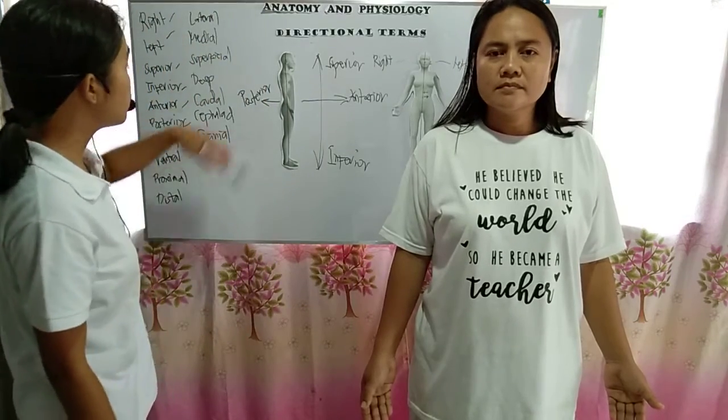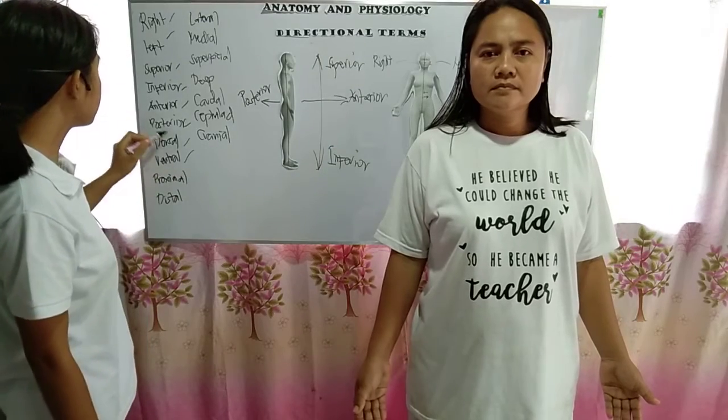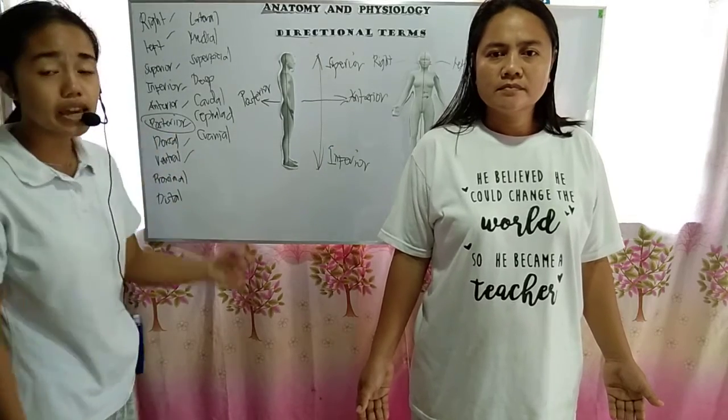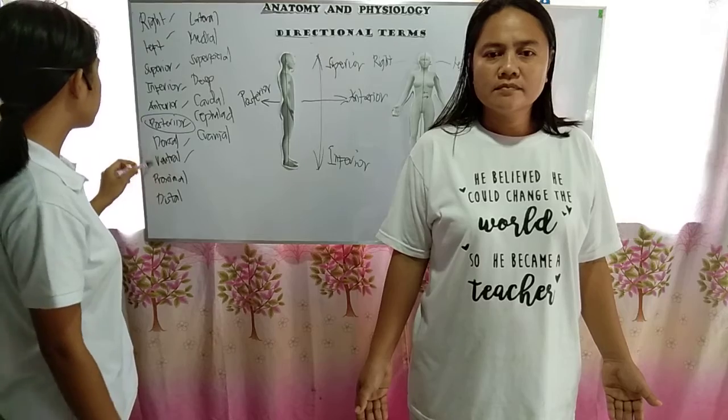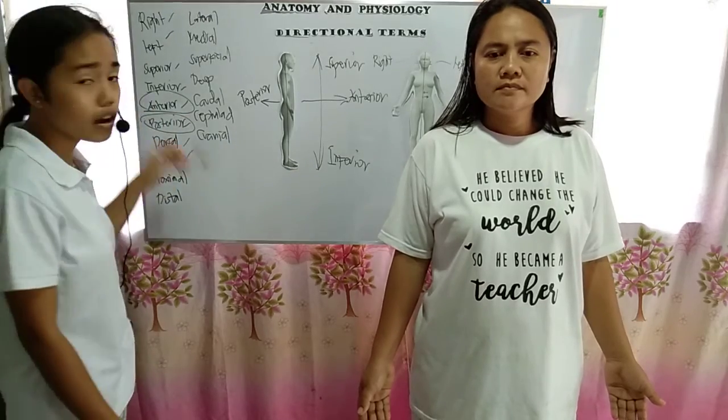So another directional terms is dorsal and ventral. Dorsal is synonymous to posterior. It means that they are the same. And also ventral is synonymous to anterior, and also they are the same.